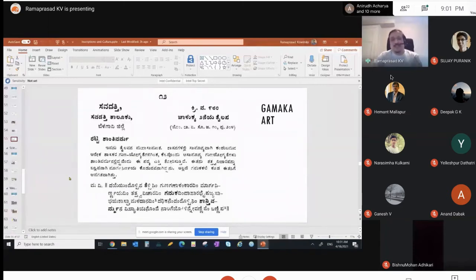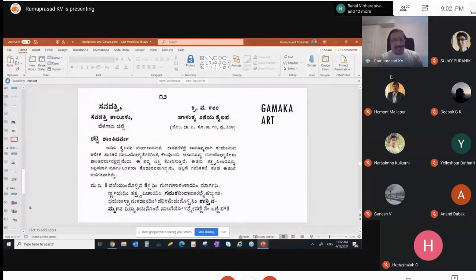The earliest reference to this, although not called Gamaka, is in Valmiki Ramayana, where Lava and Kusha go to Rama's court, and then they sing the Ramayana in front of them with music. So it's very clear there that they are singing. They're not just reading it or reciting; they're singing it. So we consider Lava Kusha to be the original Gamakis. And then that art was established in Karnataka around 1,000 years ago.